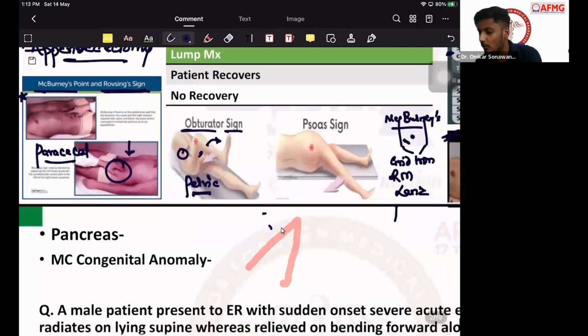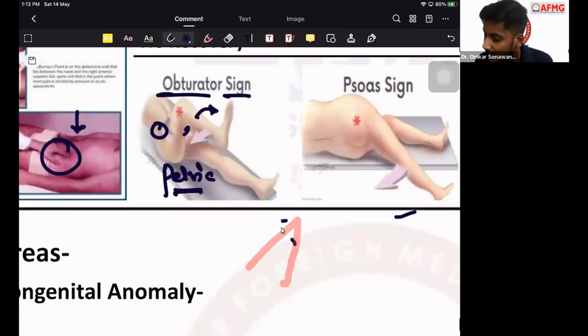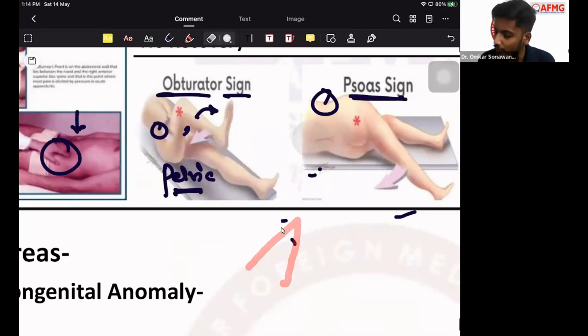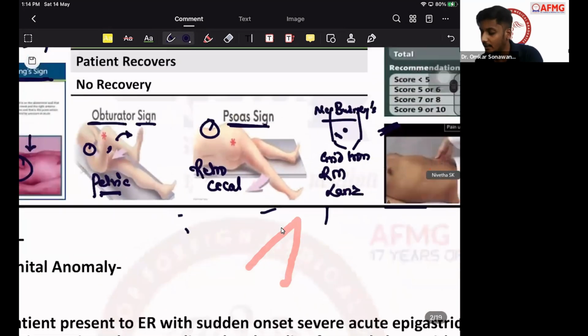Next, the psoas sign: when you hyperextend the lower limb and there is pain in the right iliac fossa, that is what is called your psoas sign. Important, yaad rakhna. Psoas sign is usually positive in cases of retrocecal appendix. These questions they can definitely ask, remember.